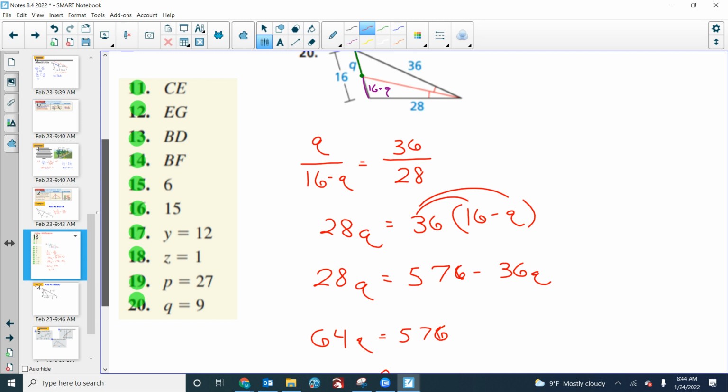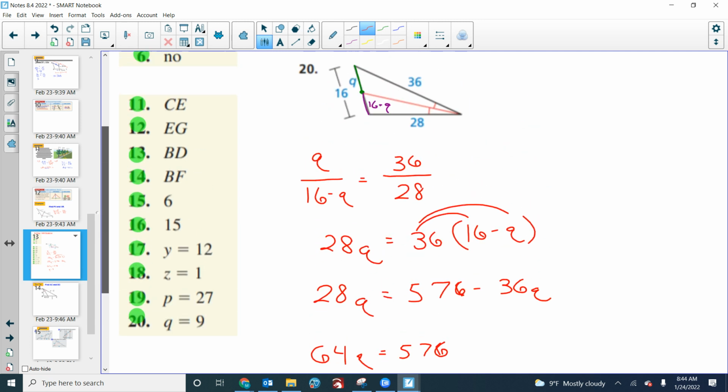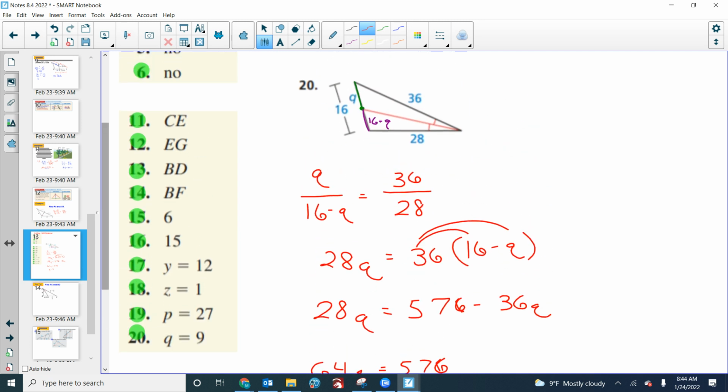I mean, if you put in 9, if Q is 9, then this part, 16 minus 9, should be what's left, right? Everybody good on that? Awesome. And someone else requested 15 or 16.